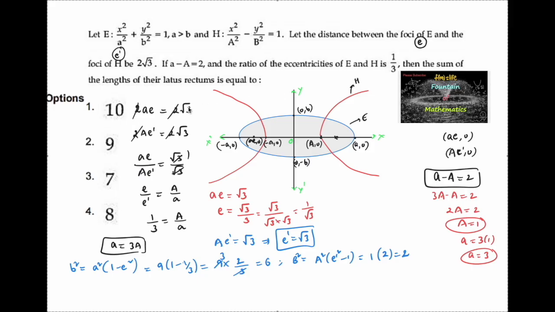Now to find the sum of the lengths of the latus rectum, the sum is equal to 2b square upon small a for the ellipse and 2 capital B square upon capital A for the hyperbola. So that is 2 into b square value 6 upon a value 3, and 2 times capital B square value 2 divided by capital A value 1. So here we can write 4 plus 4, 8. So the sum of the latus rectum of both ellipse and hyperbola is 8, which is option D, option 4.